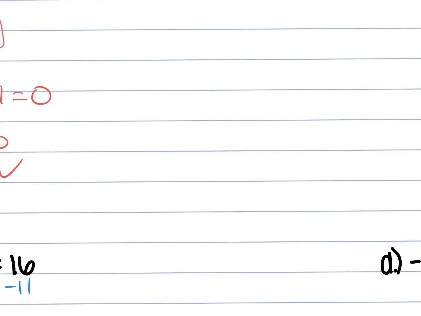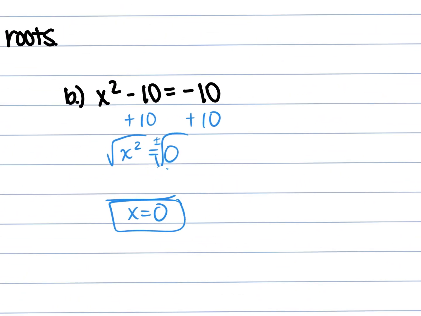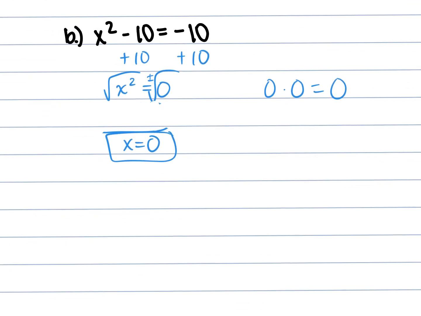What's the square root of 0? What number times itself gives you 0? Oh, 0 times 0 equals 0. So we do have a solution there. That makes sense? Okay, cool. Guys, your job is to do D, E, and F. Go.